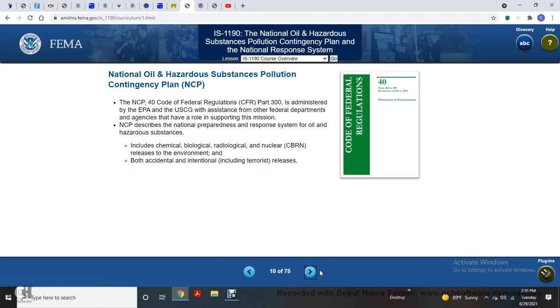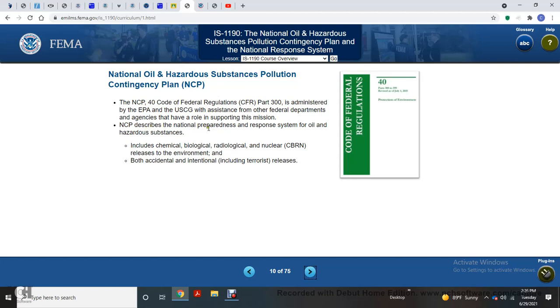Alright, your National Oil and Hazardous Substances Pollution Contingency Plan. The National Oil and Hazardous Substances Pollution Contingency Plan, Title 40 CFR, Part 300, is administered by the EPA with U.S. Coast Guard assistance. Other federal departments and agencies have roles in supporting the mission.